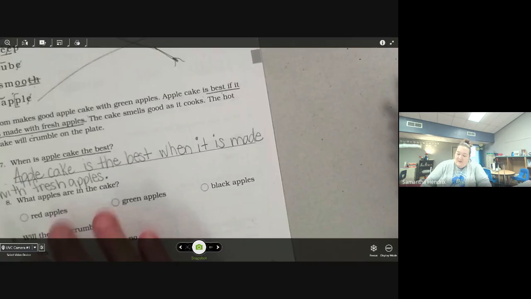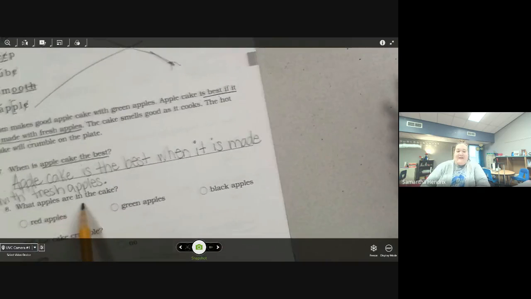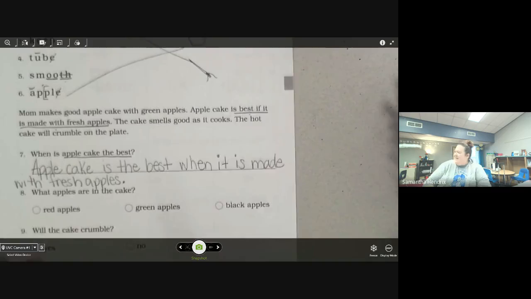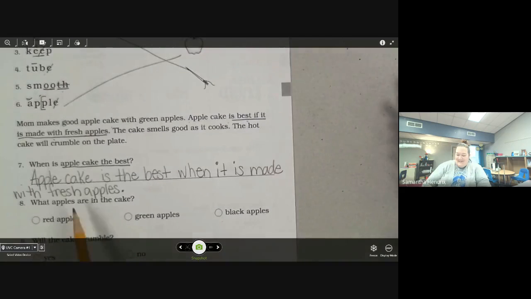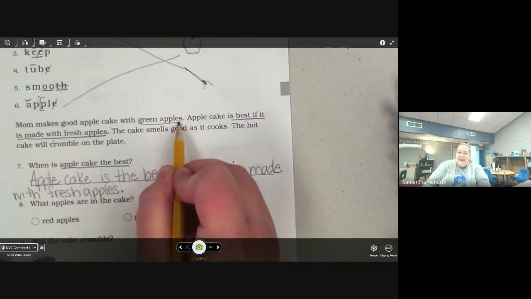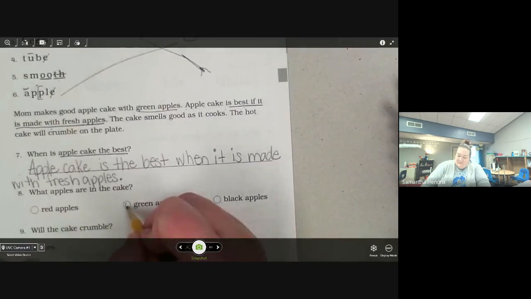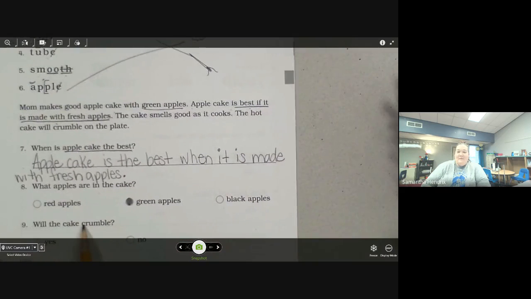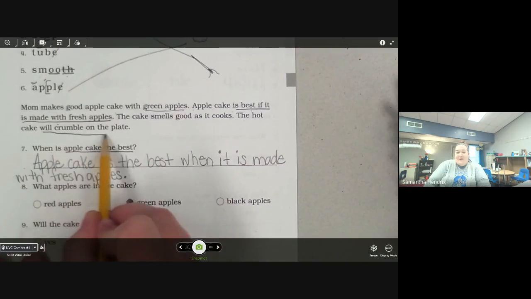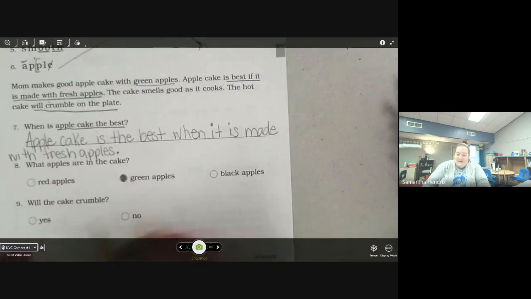Okay. What apples are in the cake? We have red apples, green apples, black apples. Gross. Yeah. Mom makes good apple cake with green apples. Will the cake crumble? The hot cake will crumble on the plate. So, yes.